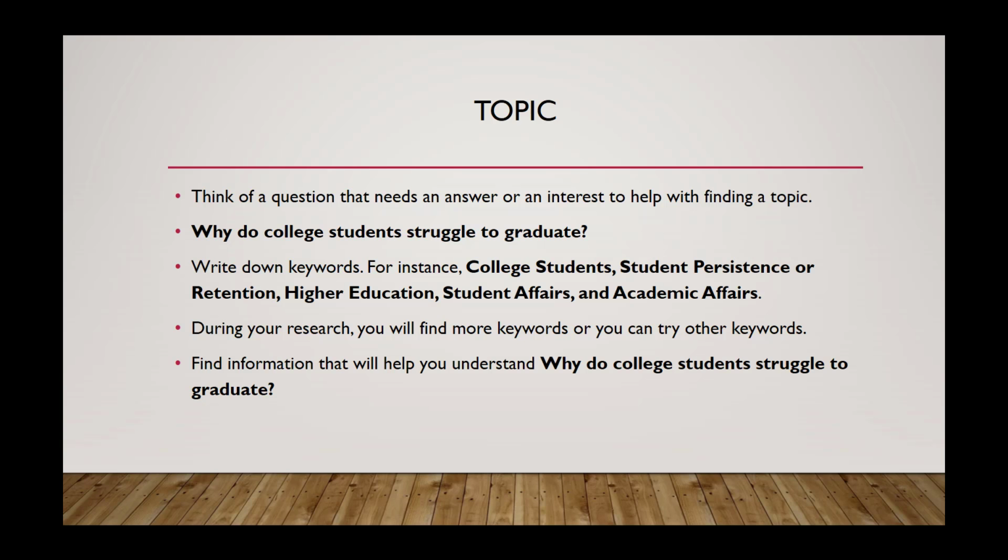Now, before I go any further, I'd like to take a moment to write down some key words for my research question, such as college students, students' persistence or retention, higher education, since I want to focus primarily on college students, student affairs, and academic affairs. These are just some key words to help me find information when we go to look at the databases. We'll use these particular keywords to help us find the information. And that, plus the information will help you find out more about why do college students struggle to graduate.